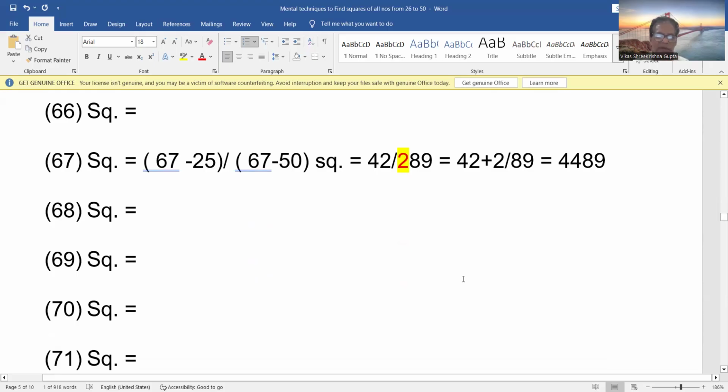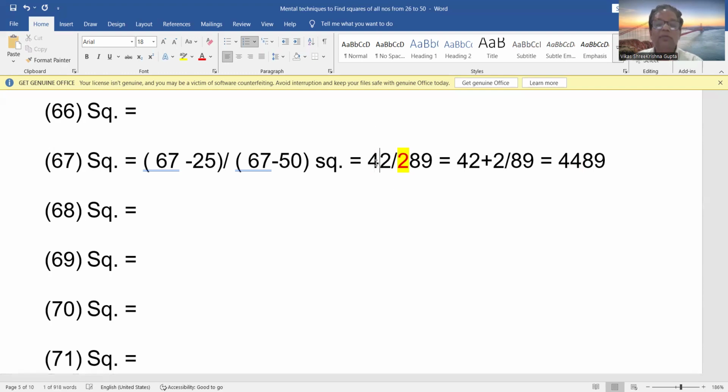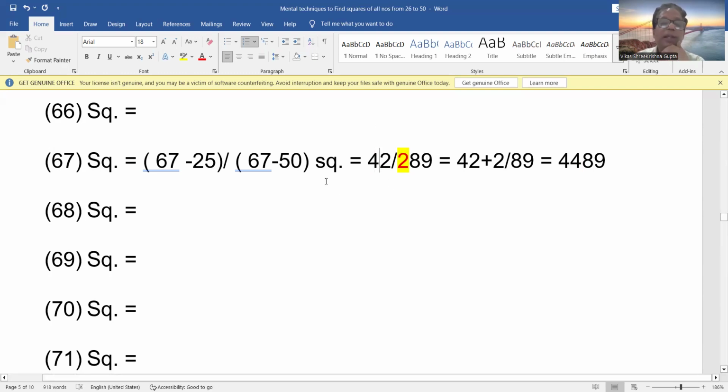I've shown for 67: 67 minus 25, then 67 minus 50. 67 minus 25 is how much? It will be 42, right? It will be 42. Sorry, it is 42 only. Now I have to find the square of 67 minus 50.